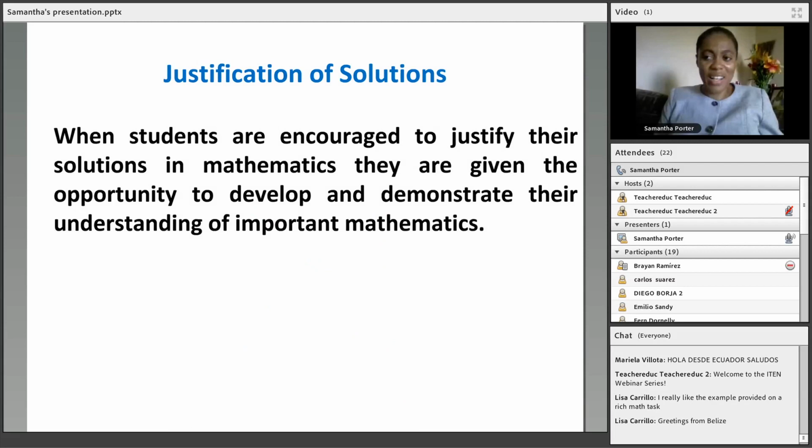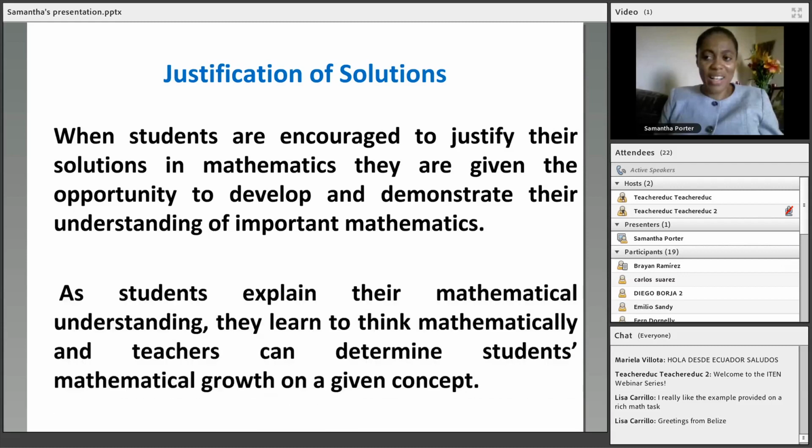Furthermore, in justification of solution, when students are encouraged to justify their solution in mathematics, they are given the opportunity to develop and demonstrate their understanding of important mathematics. And that is what we want in our students. We want our students to develop and demonstrate their understanding of any given concept that we are teaching at the moment. As students explain their mathematical understanding, they learn to think mathematically, and teachers can determine students' mathematical growth on a given concept.